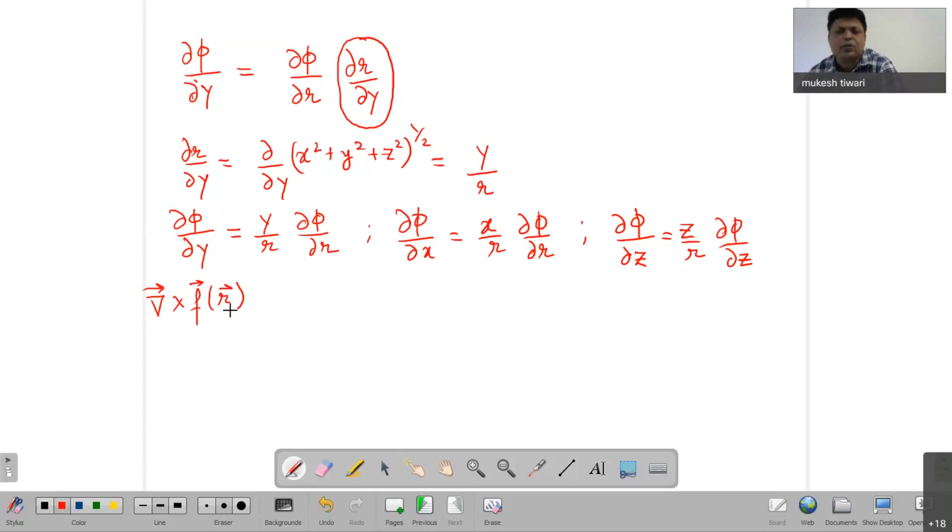of this particular kind of field would be given as, along the x direction, you will have z, the derivative is with respect to y, so zy over r. The second term, similarly, you have the derivative with respect to z, and you have y times phi. So y comes out, and then you have the derivative of phi with respect to z. So that will be equal to minus yz over r.